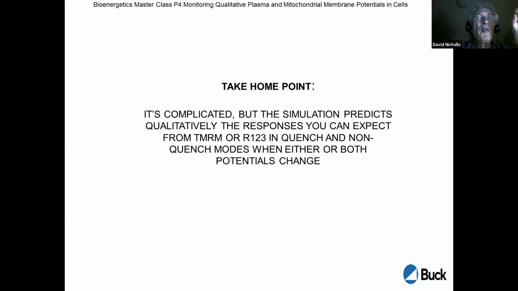It's absolutely vital to know whether you're in quench or non-quench. That if you're reading a paper using rhodamine 123 or TMRM, you get very different changes. That you can be ambiguous, you don't know whether you're changing the mitochondrial or the plasma membrane potential, and that there are ways of overcoming this. So I think we'll stop at that stage.